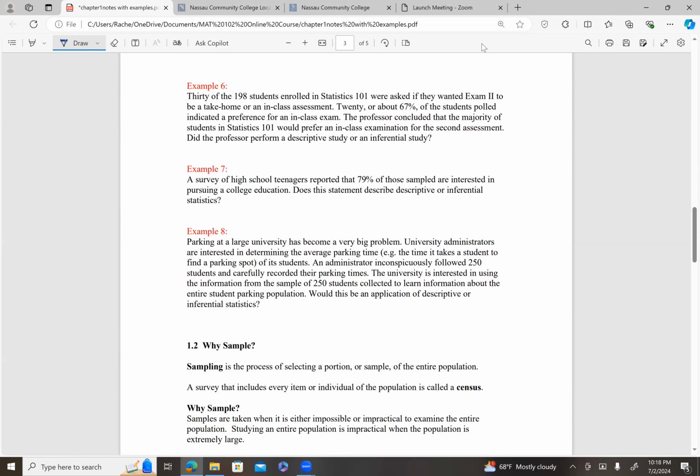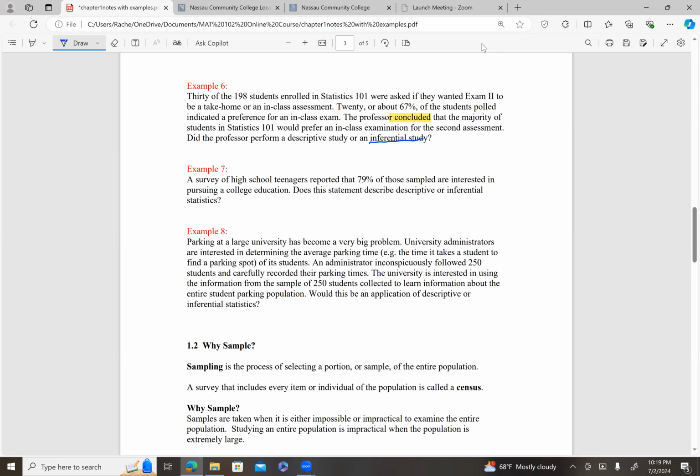But the question goes on to say the professor concluded, and I'm going to highlight this word concluded, that the majority of the students in Stat 101 would prefer an in-class exam for the second assessment. So the fact that the professor used the information that he or she got from the sample to draw a conclusion about the population, that's an example of an inferential study or inferential statistics, because we're using the sample information to draw a conclusion about the population.